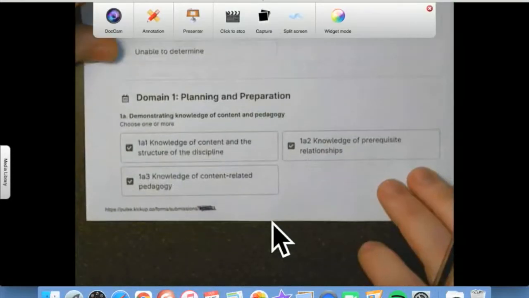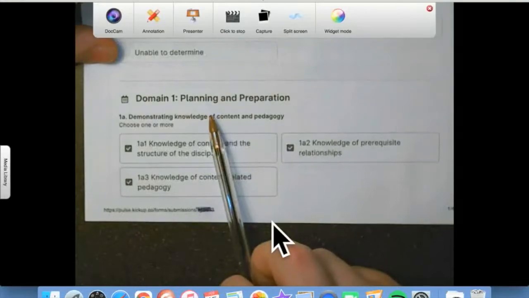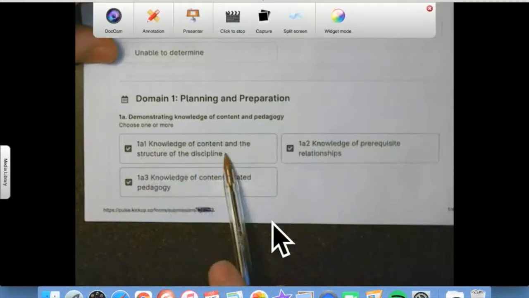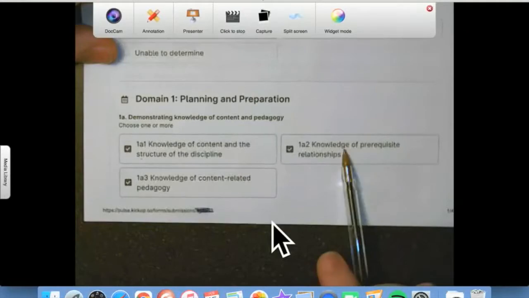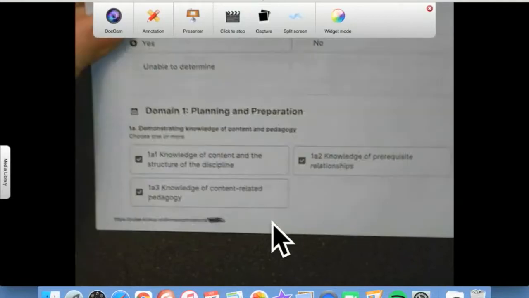Then I could look at planning and preparation. This all comes out based on my conversation with the administrator. So if their questions to me make it evident that I know about these things and that I'm doing them effectively, that's when they get checked off. So I know my content and the structure of the discipline. I have knowledge of the prerequisite relationships, so that's where this fits into what was done before it. And I have knowledge of pedagogy related to the actual content: how to teach this specific type of knowledge. So that's where that comes into play.